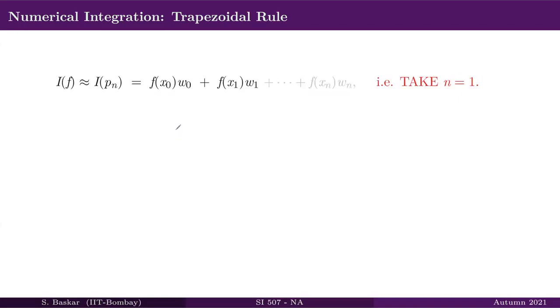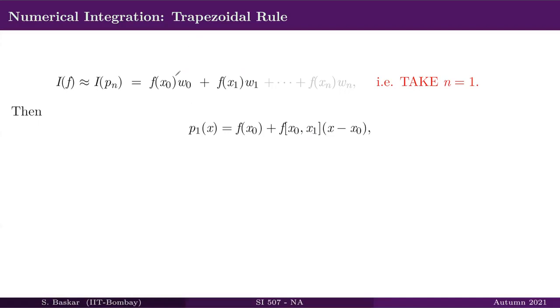Now, as far as the trapezoidal rule is concerned, we will take n equal to 1 in this general formula. Thereby, we will have only two terms in this sum, which is precisely obtained by integrating the polynomial p1 of x, which interpolates the function f at the points x0 and x1.